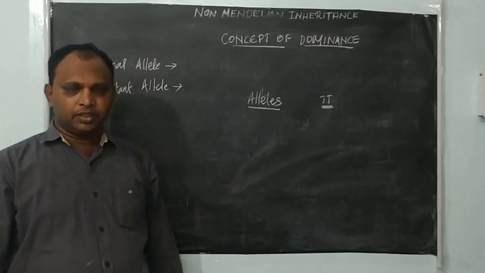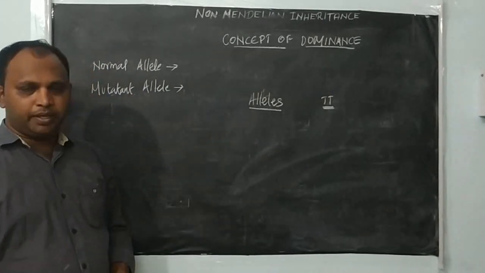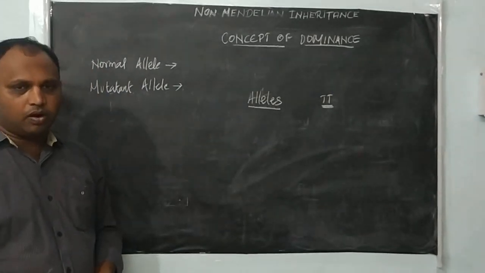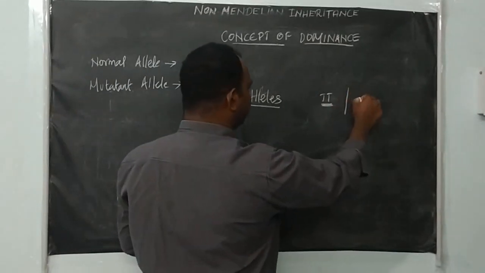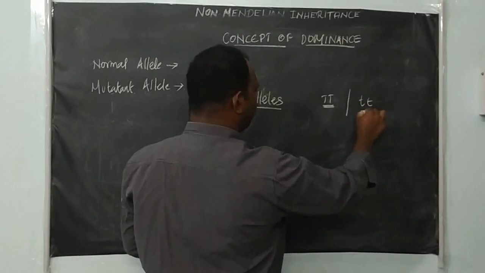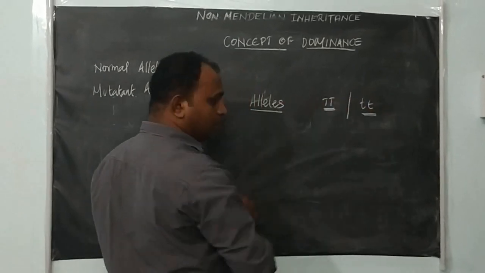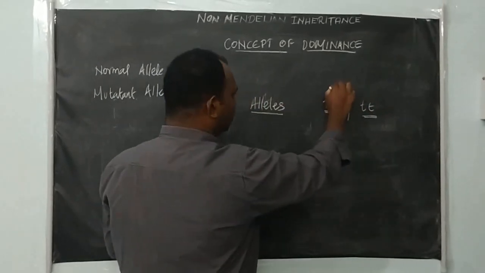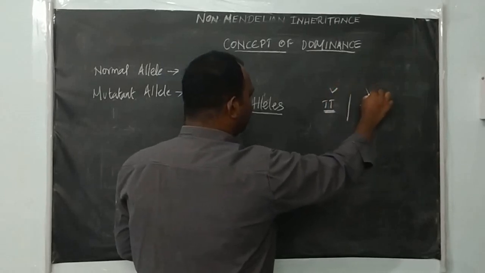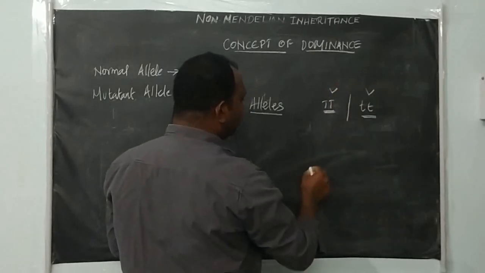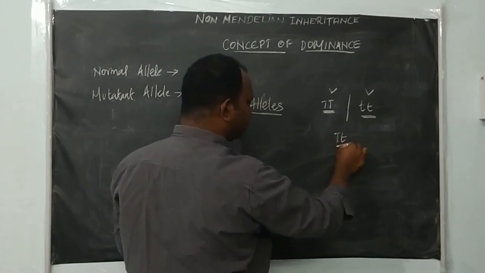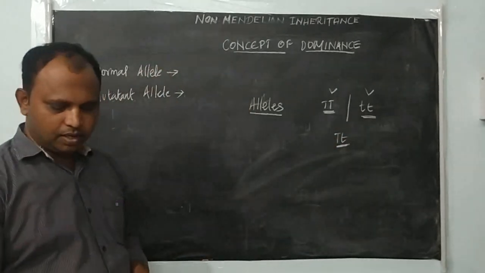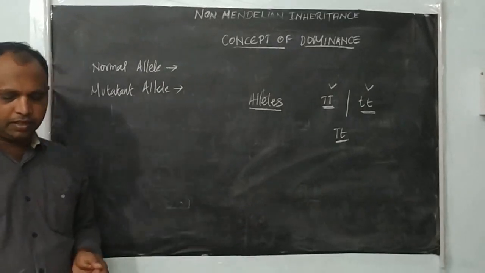We say that these alleles may be identical or non-identical. The alleles for height may be caps T or small t. In these cases, the alleles are identical: here both are dominant alleles, here both are recessive alleles. Or the alleles in the pair may be non-identical also, caps T and small t.